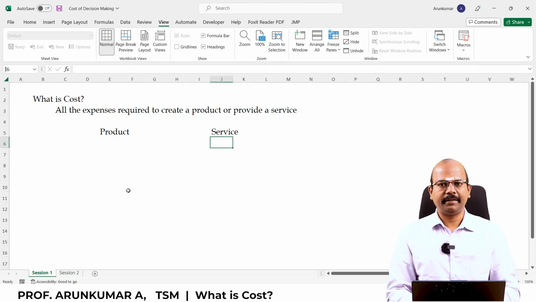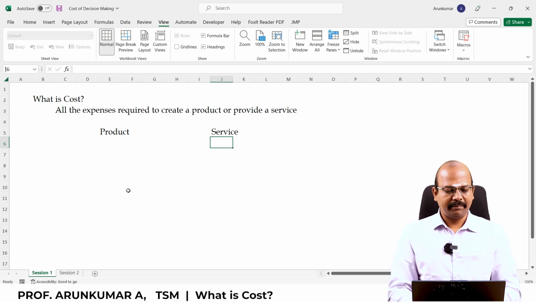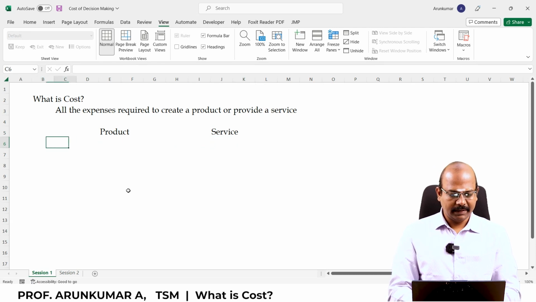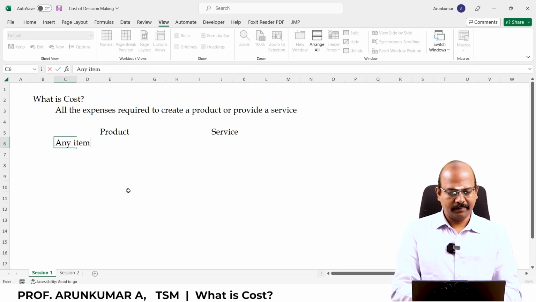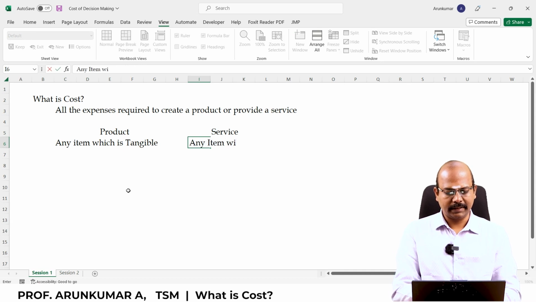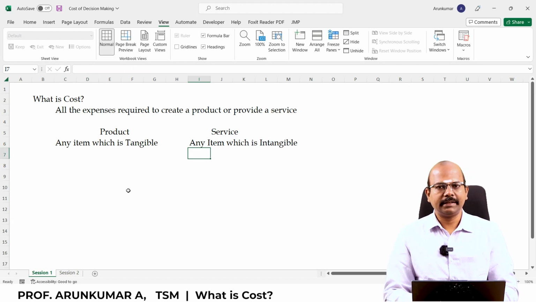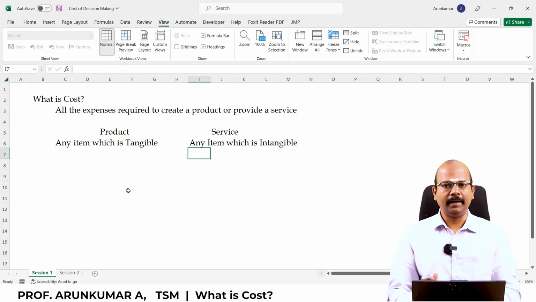Before that, we need to understand what is meant by product and what is meant by service. Product means any item which is tangible. Service means any item which is intangible. Intangible in the sense we cannot see that thing, but we can feel.